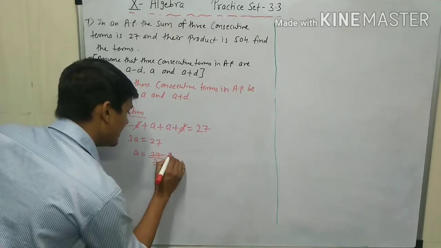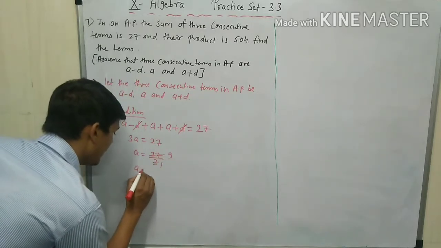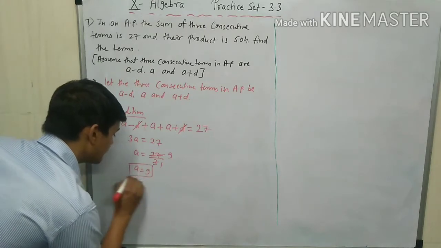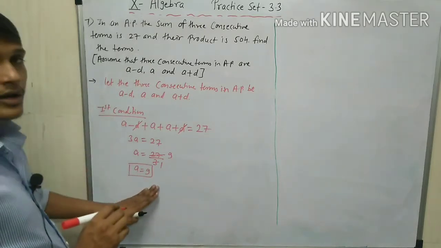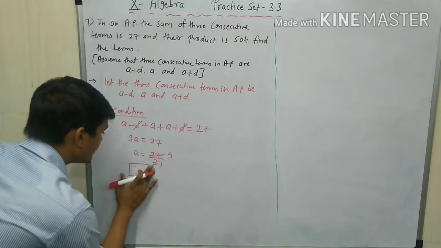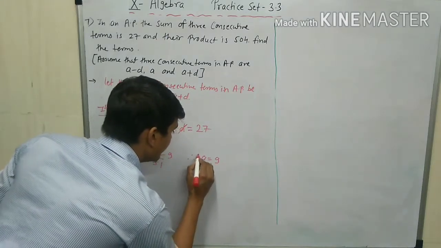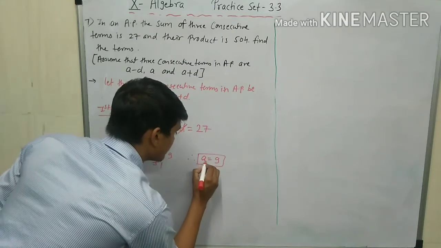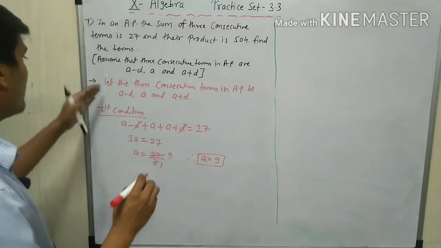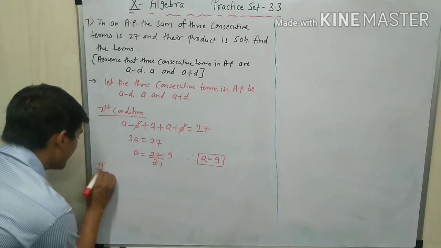3 1s are 3, 3 9s are 27. Now a is equal to 9. Clear? We can write here a is equal to 9. Understood? Now the second condition, we can write here second condition.